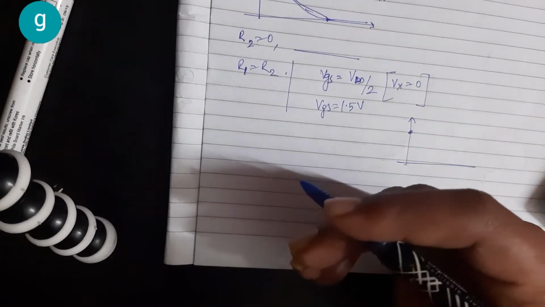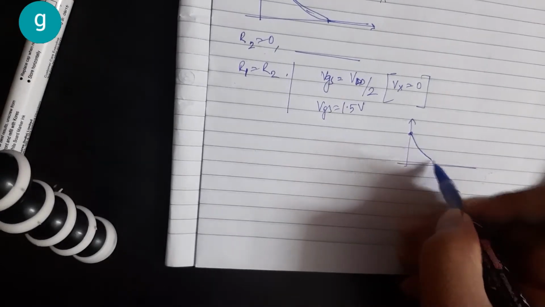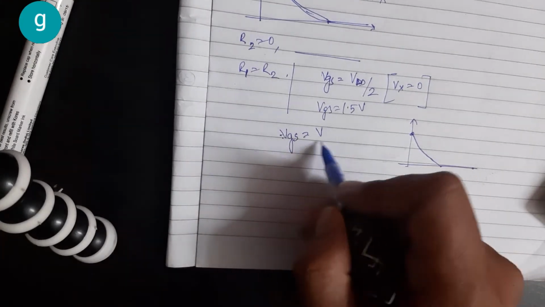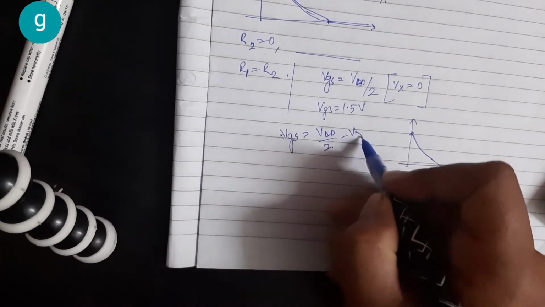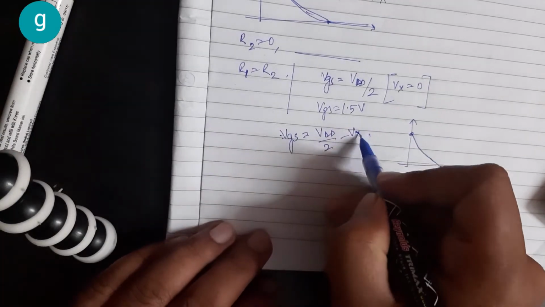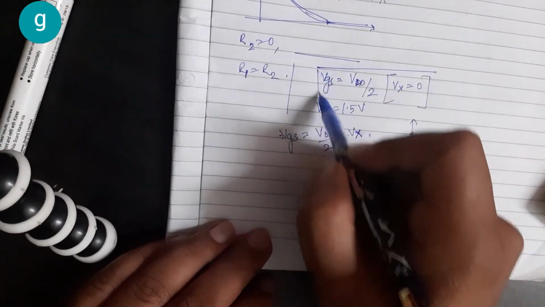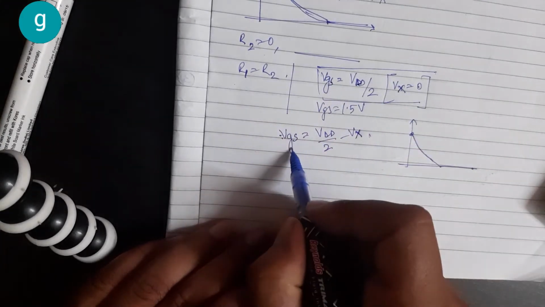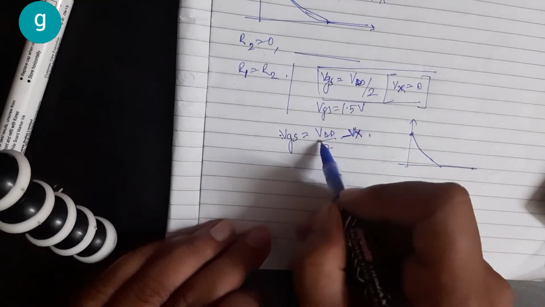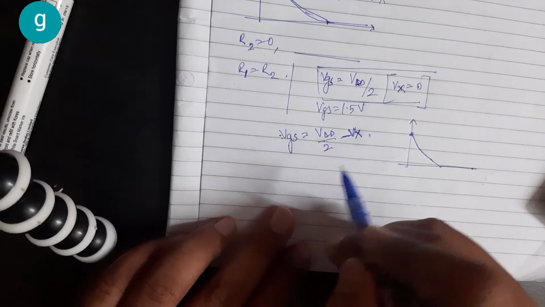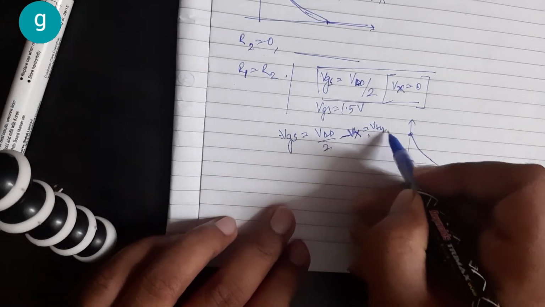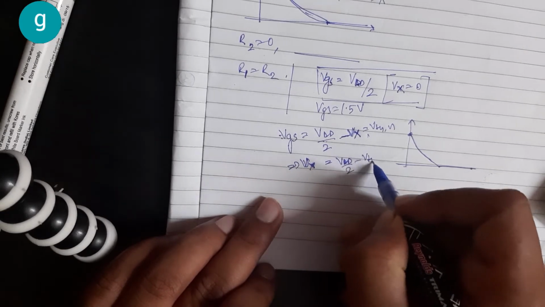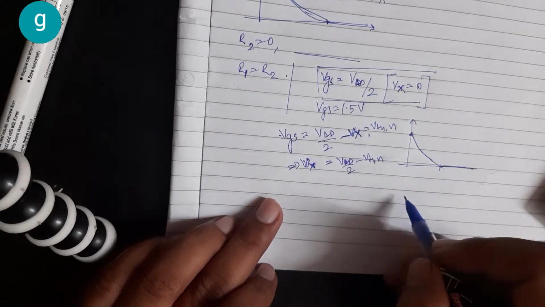Now as Vx increases further, the current will die down, and at one point the current will go to 0. And how to find that point out? VGS is VDD by 2 minus Vx. Now remember, this is for the case where Vx equals 0, so VGS was VDD by 2. Now let us consider a general solution where VGS is VDD by 2 minus Vx. Again, like the previous one, we'll equate it with VTHN, and we'll see that at Vx equals VDD by 2 minus VTHN, the current will die down to 0.